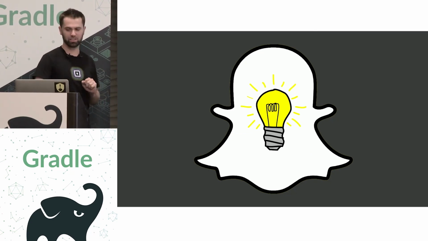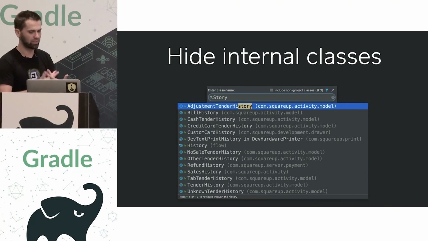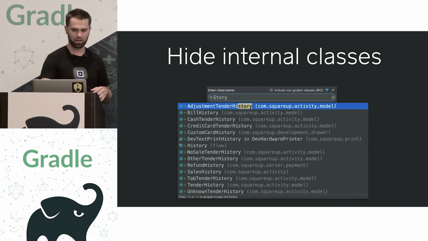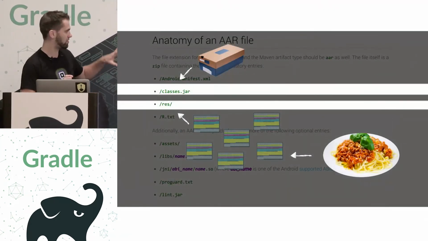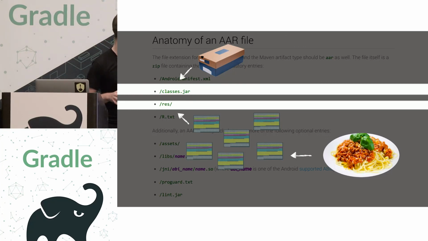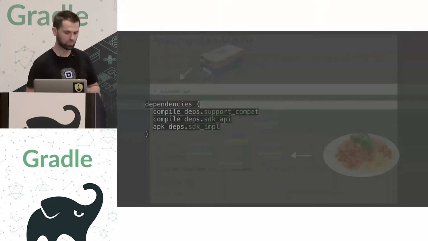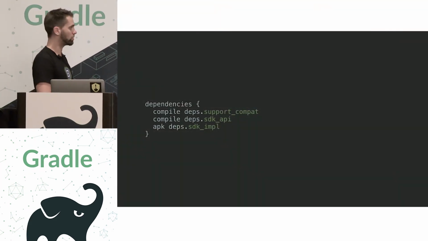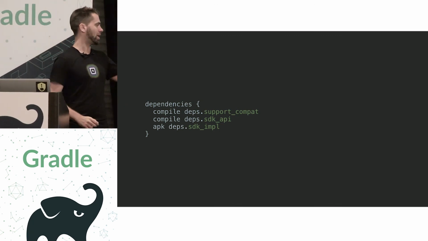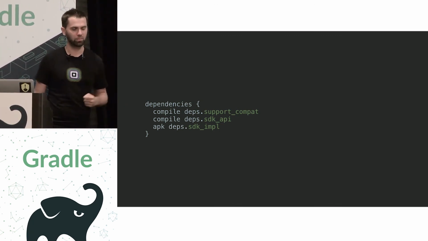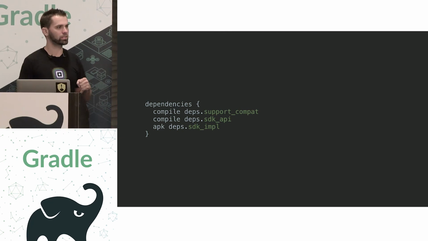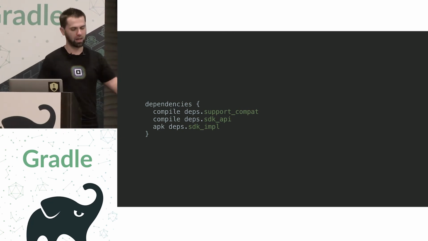So we looked at the constraints, and we said, okay, all right, so we still want to hide internal classes, right? This is the thing where we're like, all of these internal classes, we don't want them to show up. But it turns out that Android already supports that. There's something called the APK scope. So you can add a compile dependency, or you can add an APK dependency. And an APK dependency can only be a jar. It cannot be an AAR.